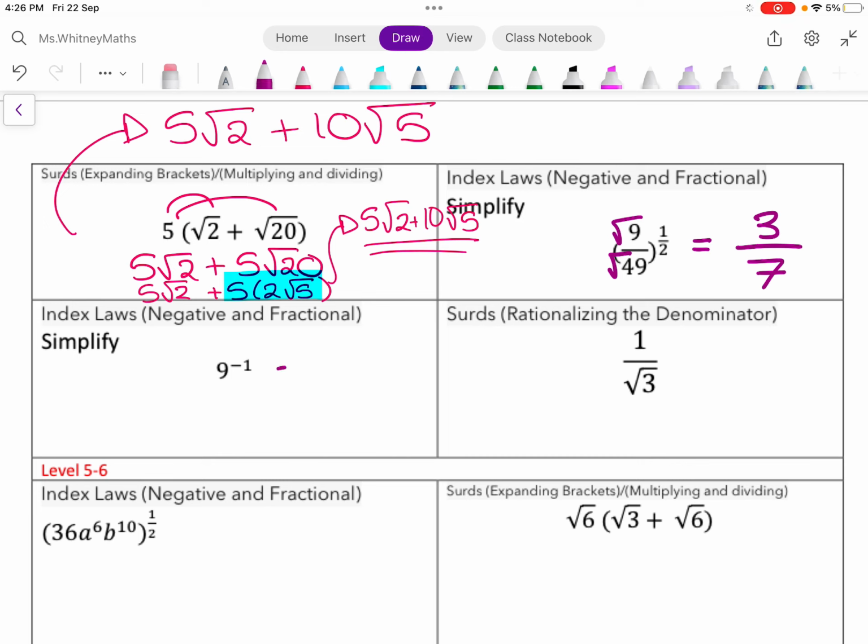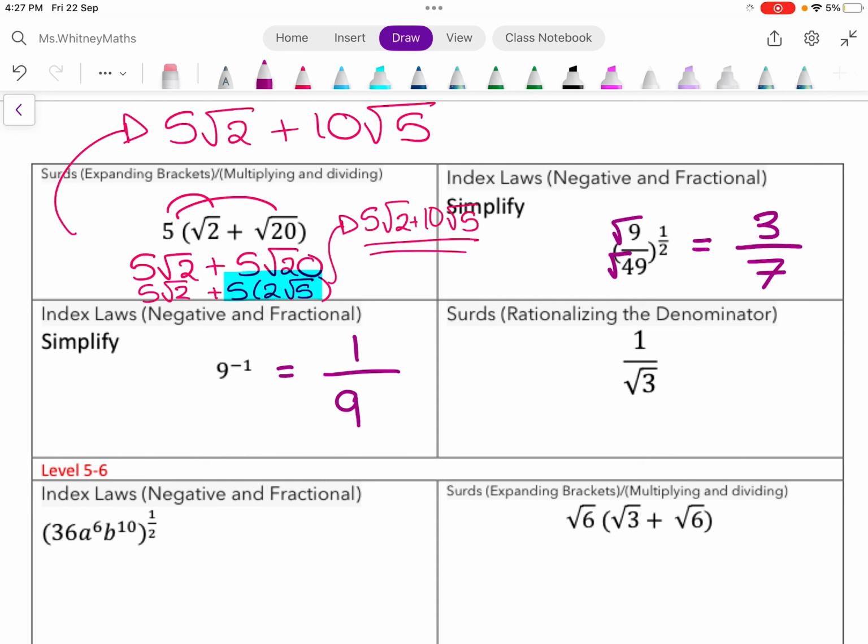Let's have a look here. We're going to turn this into 1 over 9 to the 1. 9 to the 1 is just 9, so we don't need that 1. Same thing as if we had 9 to the negative 2, it would be 1 over 9 squared, which would be 1 over 81. So we can use that power to go down to the denominator and then simply solve.